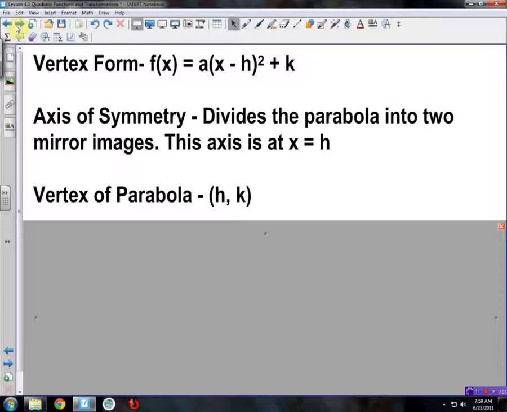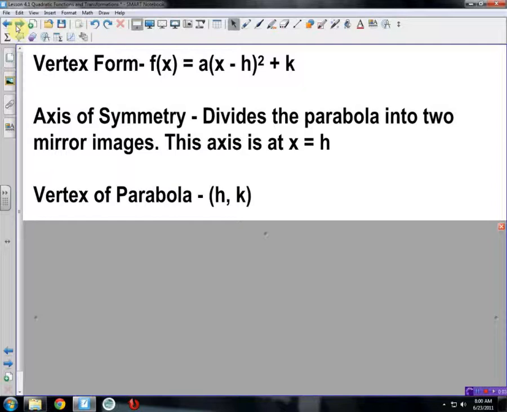Alright, next we're going to be talking about vertex form. Vertex form is f of x equal to a, parentheses, x minus h, in parentheses, squared, plus k. Vertex form is nice because it's very easy to graph. And it's not too difficult to work with, so it's very easy for graphing by hand.